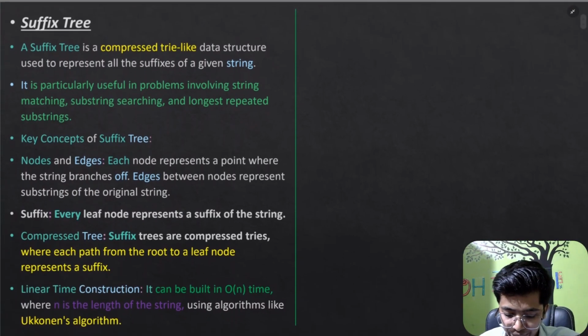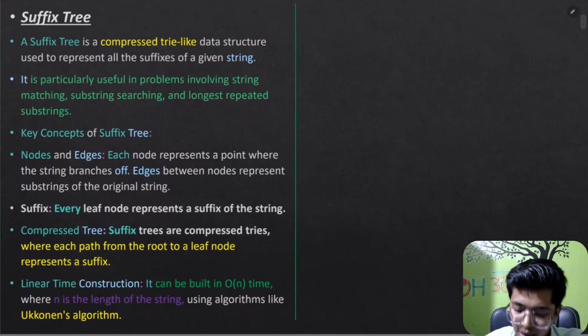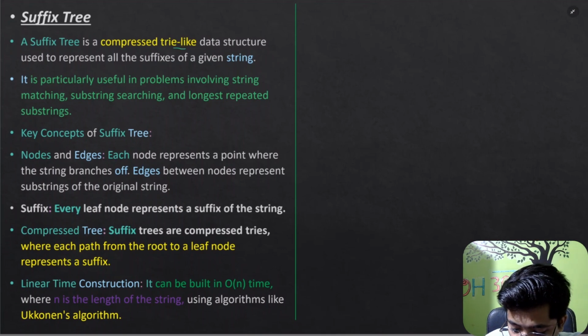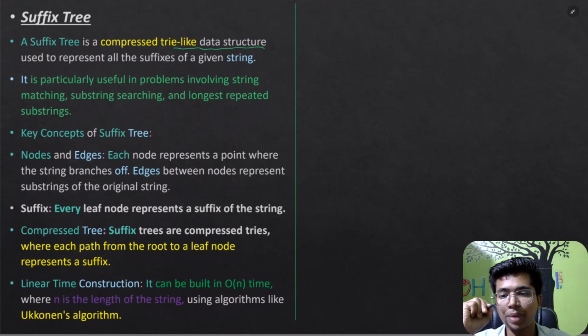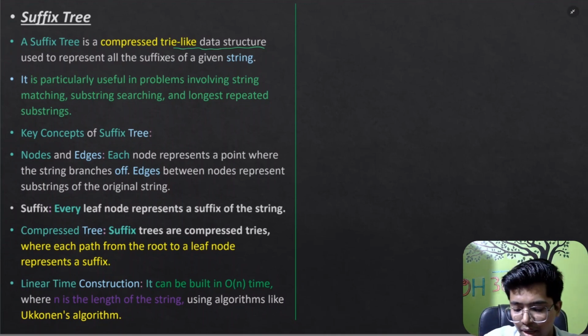So a suffix tree is a compressed trie data structure used to represent all the suffixes of a given string. As I said, the suffix tree is a compressed trie data structure that is used to represent all the suffixes of a given string.